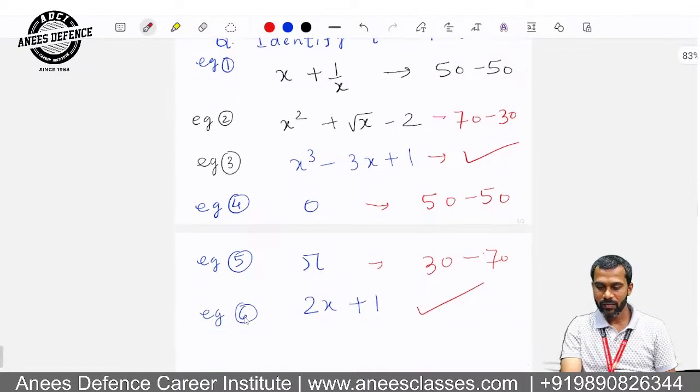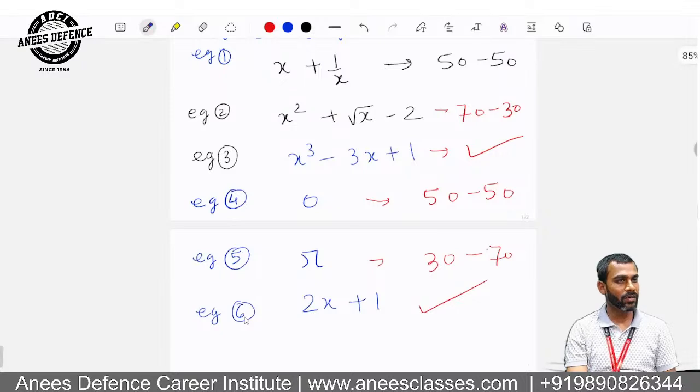Let me tell you the right answer. The first one is not a polynomial. Second one also not a polynomial. Third one is a polynomial. Fourth one also is, and also the fifth.